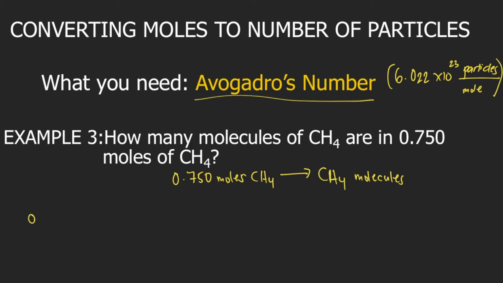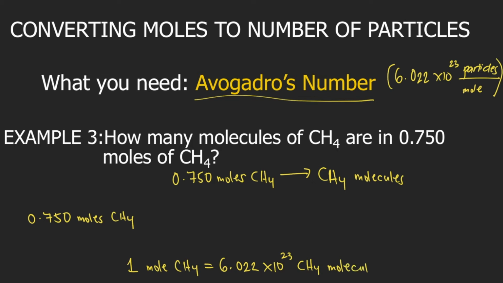So we start with the given 0.750 moles of CH4. Remember the definition of Avogadro's number? When we say 1 mole of CH4, that is equivalent to 6.022 times 10 raised to 23 CH4 molecules, since methane is a molecule.